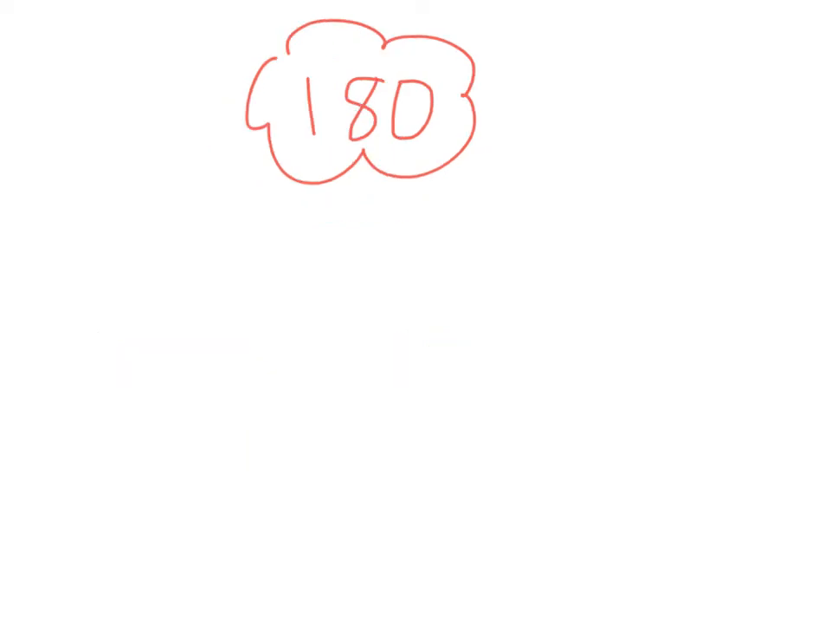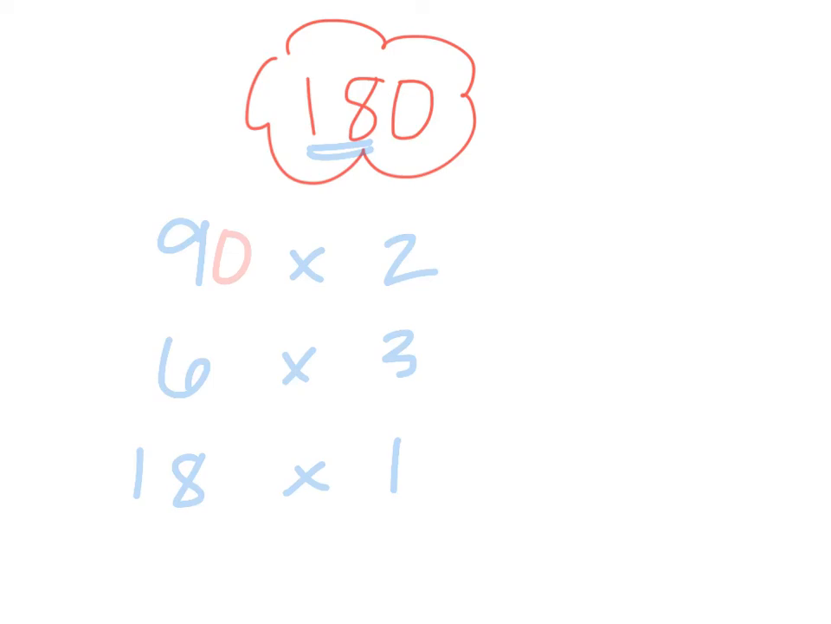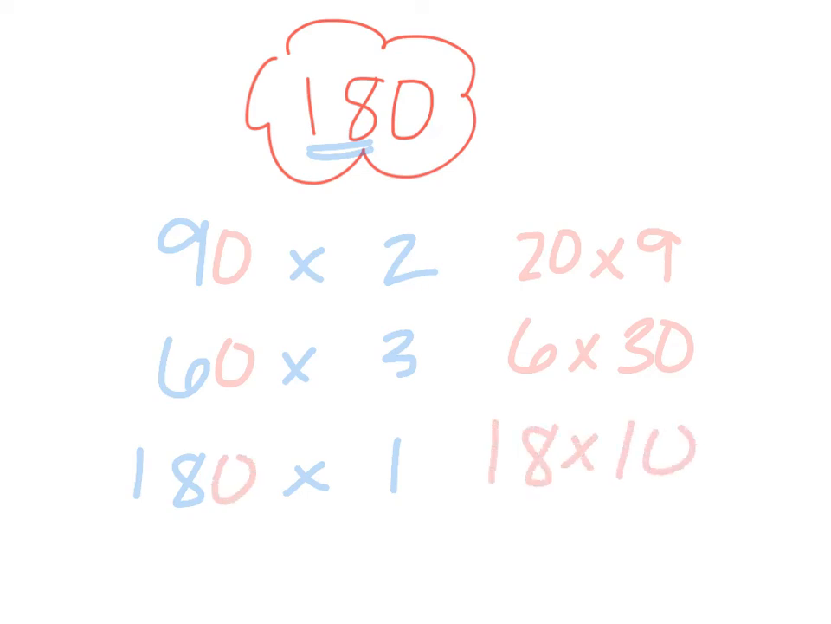Okay, we're going to try a couple more. How about 180? So just like in the last one, we look for my fast product, which is 18. And then I think about all the ways I can make 18. I can have 9 times 2, 6 times 3, 18 times 1. And then I just multiply one of those by 10. 90 times 2, or 20 times 9. 60 times 3, or 6 times 30. 180 times 1, or 18 times 10.